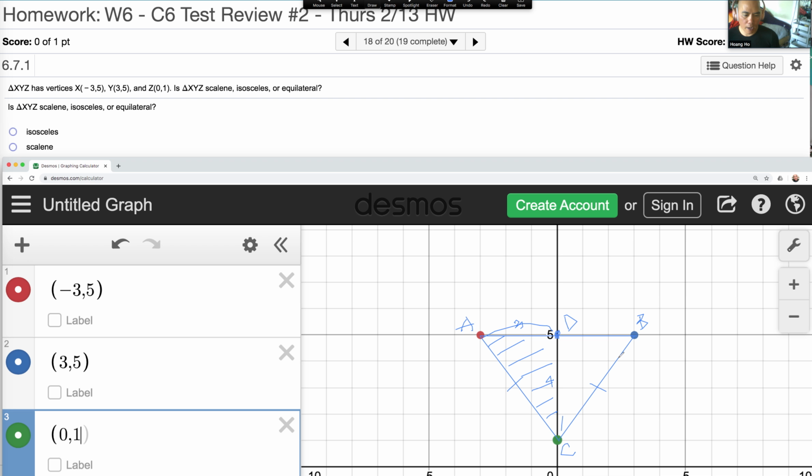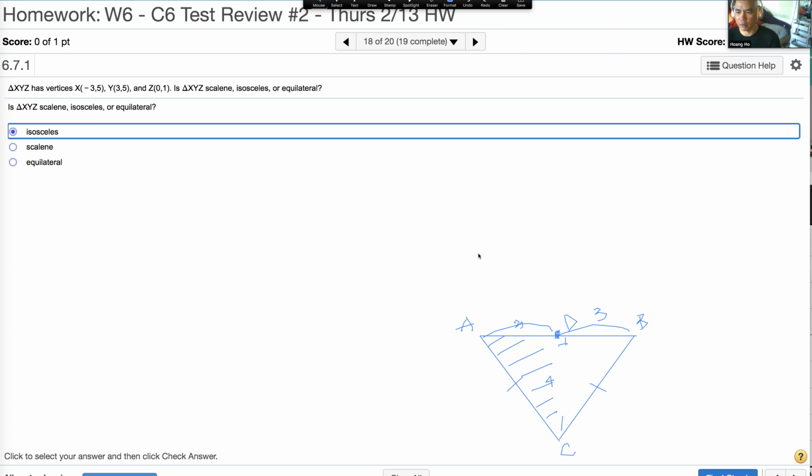And in the triangle BCD, BC is the hypotenuse. The two legs, DB is also 3 units and DC is also 4 units. So therefore, AC and BC equal each other, so it has to be isosceles. So I put it here, isosceles. Two sides congruent, that's isosceles. Here we go.